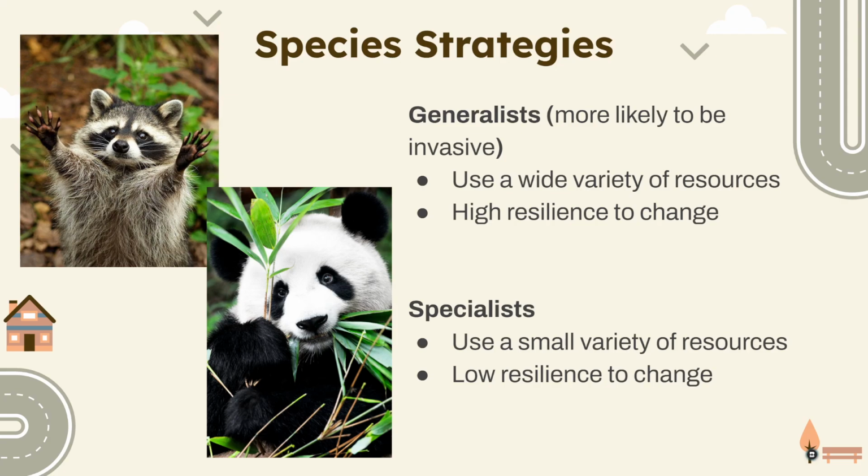Specialists are species that use a small variety of resources, sometimes only one specific type. They have a low resilience to change because if their one resource disappears, they cannot adapt. The giant panda is a classic specialist, relying almost entirely on bamboo. Specialist species are often the first to be affected by habitat loss or sudden environmental change because they cannot simply switch their resources. This makes them significantly more vulnerable to extinction compared to generalists.